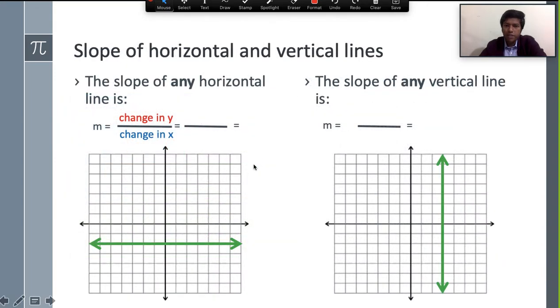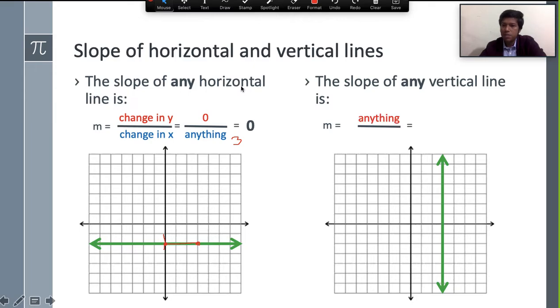Slope of horizontal and vertical lines. So slope means change in y divided by change in x. For a horizontal line, what is the change in y and change in x? Let's say you want to go from this point to this point. What is the change in x? Change in x is 1 box, 2 boxes, 3 boxes. So change in x is 3. What is the change in y? There is no change in y. We cannot go up or down because the line is not going up or down. That's why it is 0. That's why the slope of any horizontal line is 0.